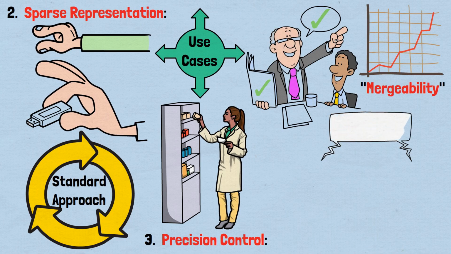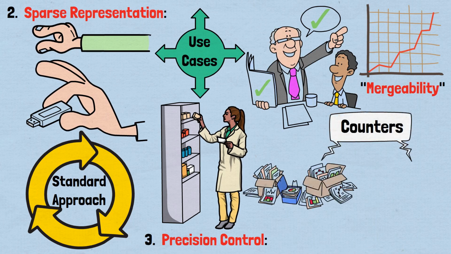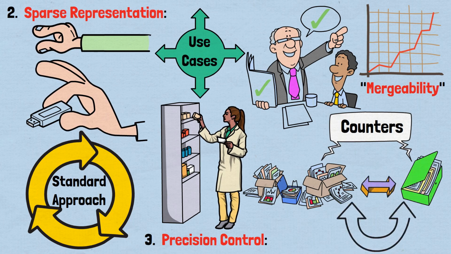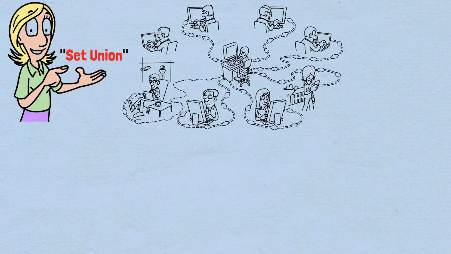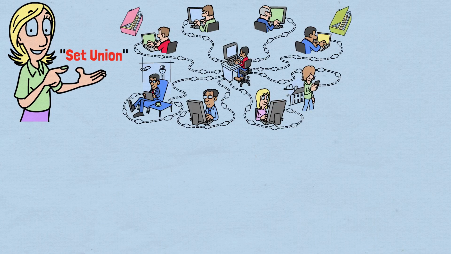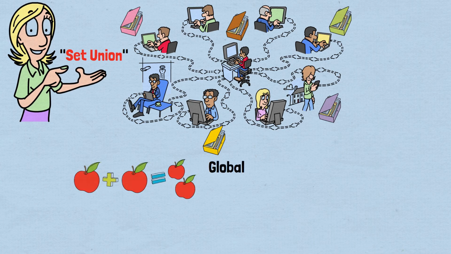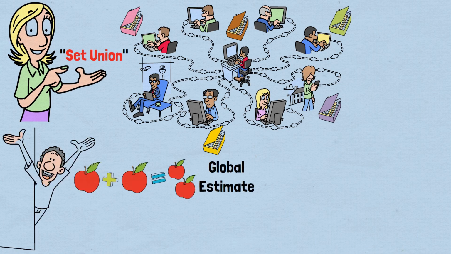If you have two HyperLogLog counters that have been tracking different streams of data, you can combine them to get an estimate as if you had processed all the data together. This property, known as set union capability, is crucial for distributed systems. Different servers can process different portions of the data, maintain their own HyperLogLog counters, and then merge these counters to get a global estimate, all without double counting duplicates.